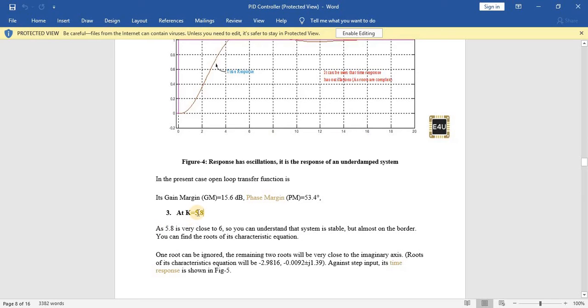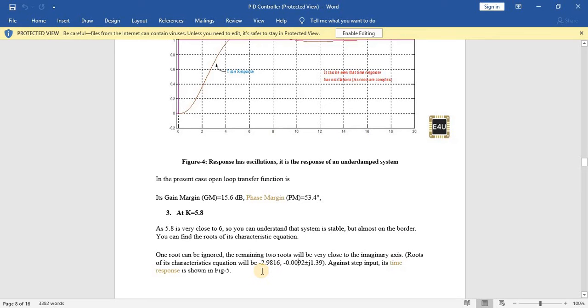This is very close to 6, so you can understand the system is quite stable, because the higher the value of k, the lower the steady state error will be. But it is almost on the border. Now the roots are given like this. These are the three roots, of which two are complex and one is real.